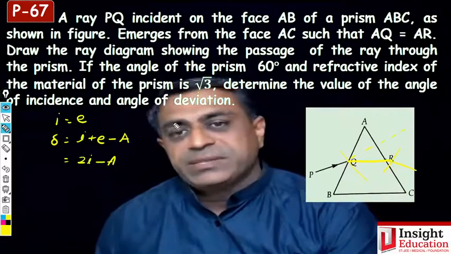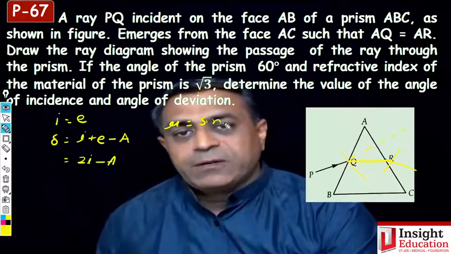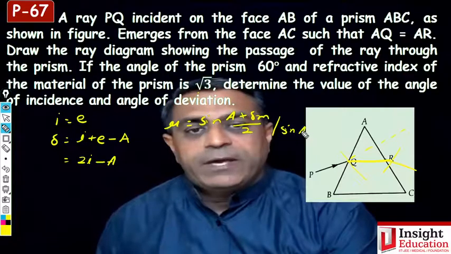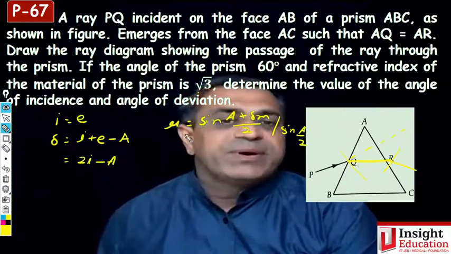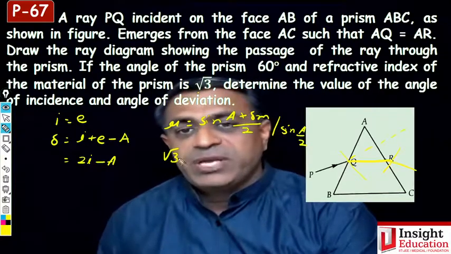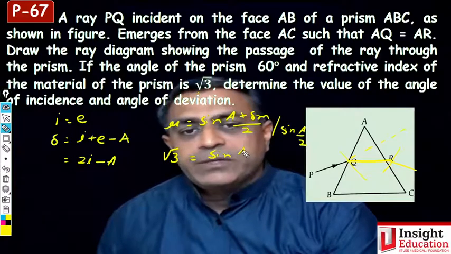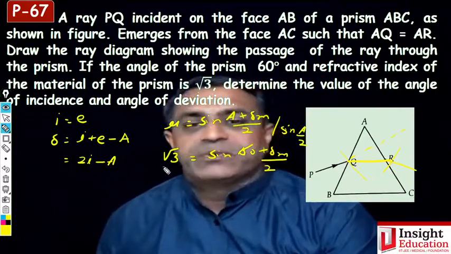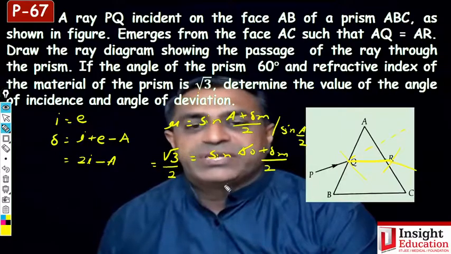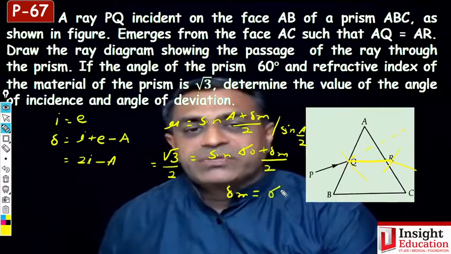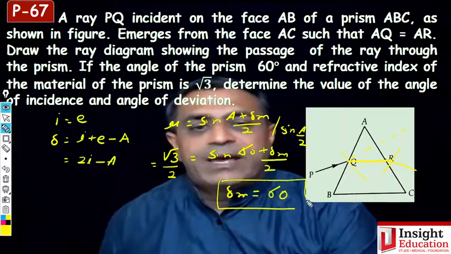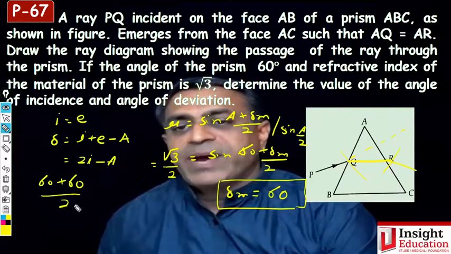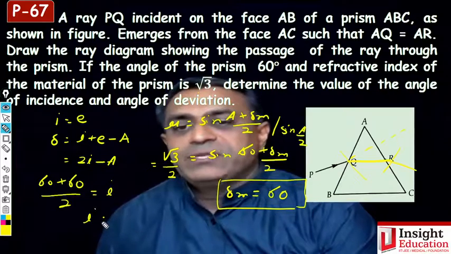So mu is equal to sine of (A plus delta m) by 2 upon sine A by 2. Here delta m is not given, but mu is given. So mu is equal to root 3 is equal to sine of (60 plus delta m) by 2 upon sine 30. Sine 30 is 1 by 2, so I can write here root 3 by 2, and here 60. This same example we have already solved, so delta m is equal to 60. If delta m is equal to 60, then (60 plus 60) divided by 2 is equal to I. So I is equal to 60.